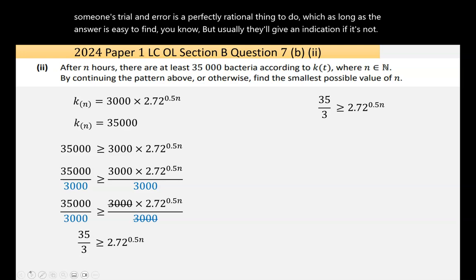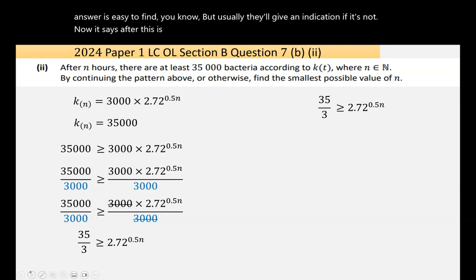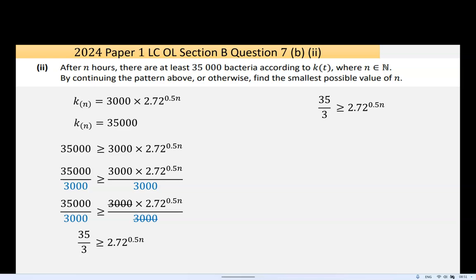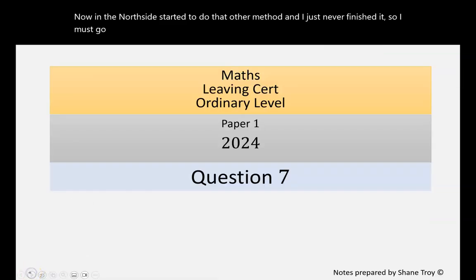Now it says after this is part B, part 2. Now in the notes, I started to do that other method and I just never finished it, so I must go back and do that for the notes. So actually, that's the end of question 7. Okay, I thought it was longer.